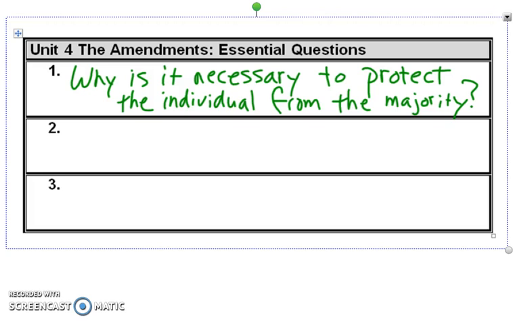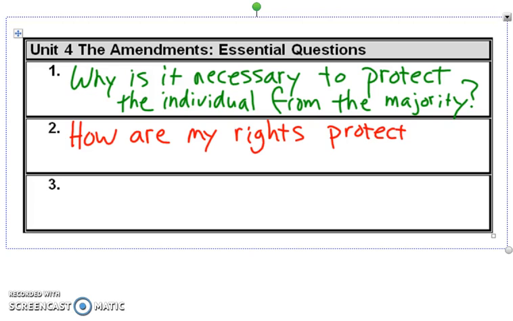Essential question number 2 then, we're going to go with, how are my rights protecting me in 2016? And that's kind of the whole point of the unit, right? We're trying to see how were these rights that were created 250, 225 years ago, how are they still being used today, and how are they protecting us in our lives today?